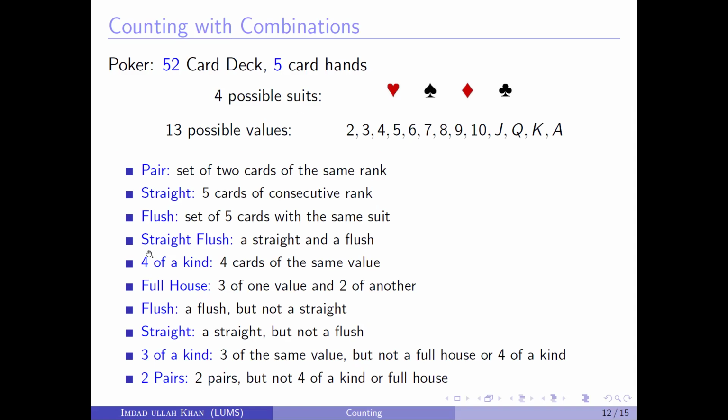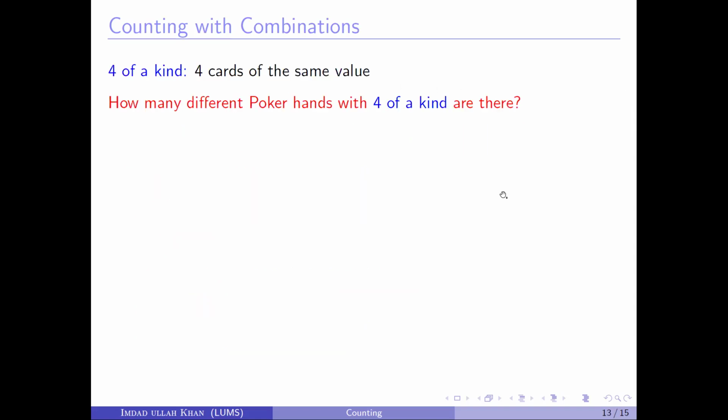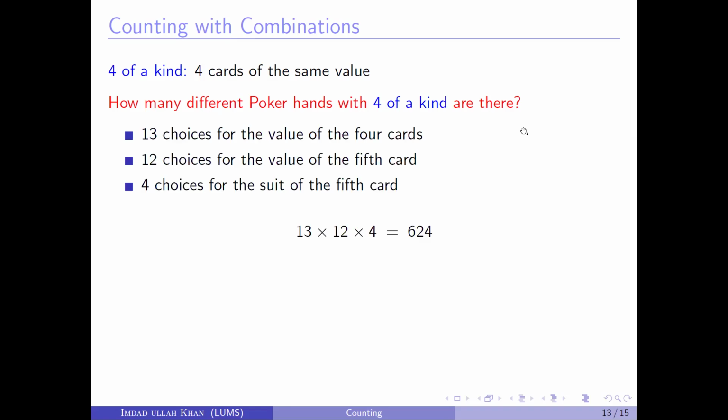So this whole list is like terminology of poker. There are 2 card decks, 5 card hands, and 4 possible suits of the cards. So 13 possible values from 2 to A. So there's a term four of a kind: 4 cards of the same value. How many different poker hands with four of a kind are there? So 13 choices for the value of the 4 cards, 12 choices for the value of the 5th card, and 4 choices for the suit of the 5th card. That gives us this answer.